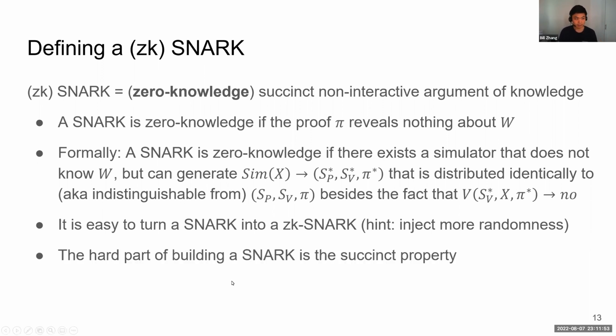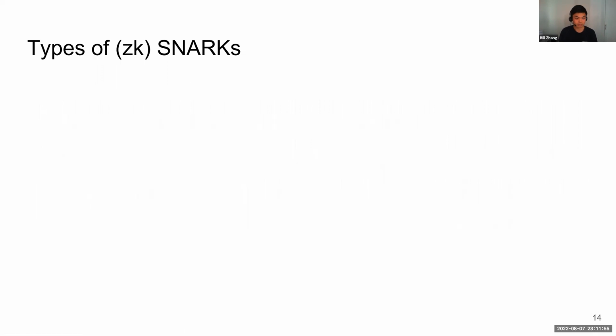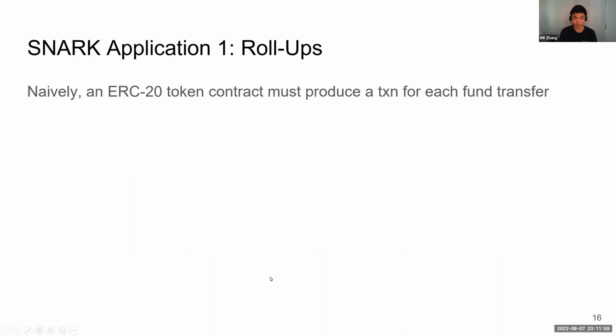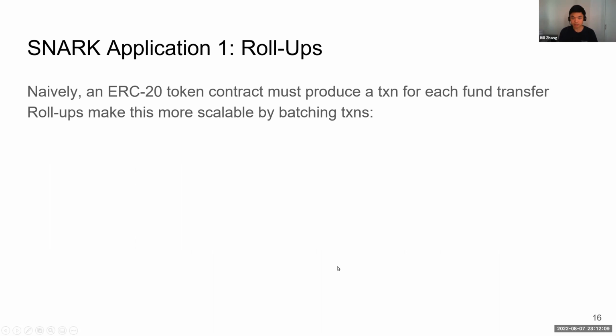All right, so now let's move forward to the applications. Last time we talked about two. First is rollups. Rollups are a way for L1 chains like Ethereum to handle a large quantity of transactions without having to produce a large quantity of blocks. Rollups make these transactions more scalable by batching them together.